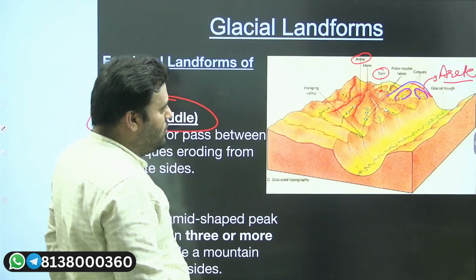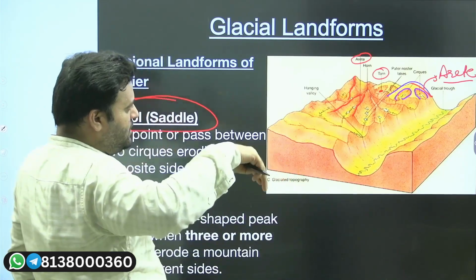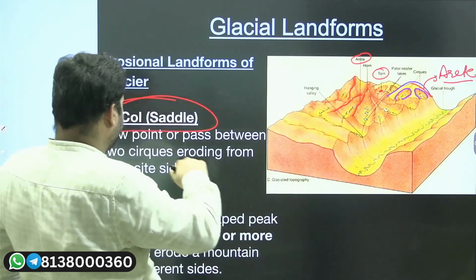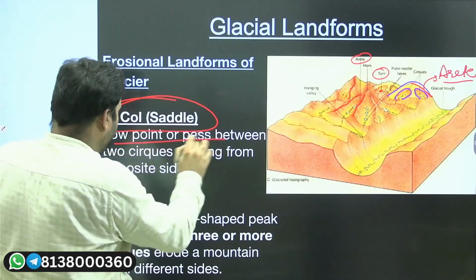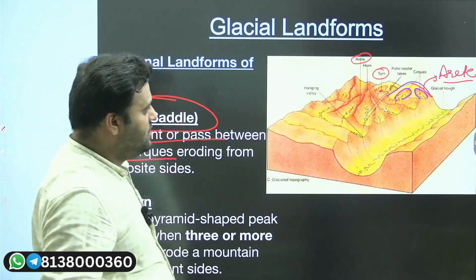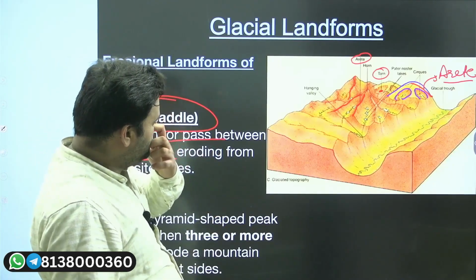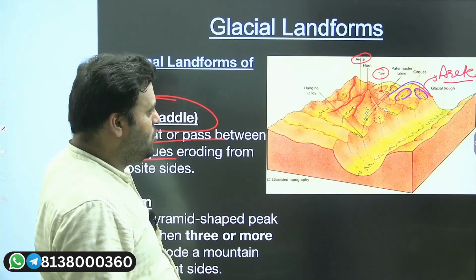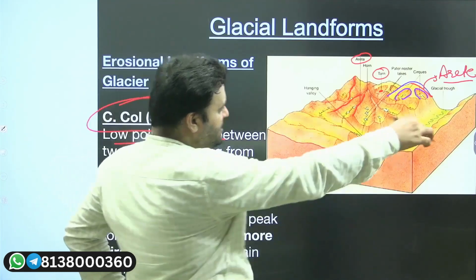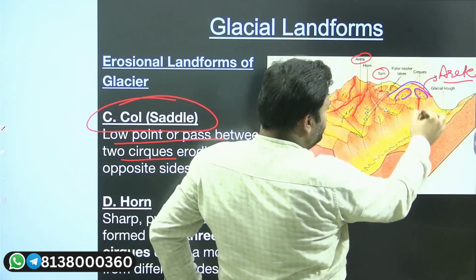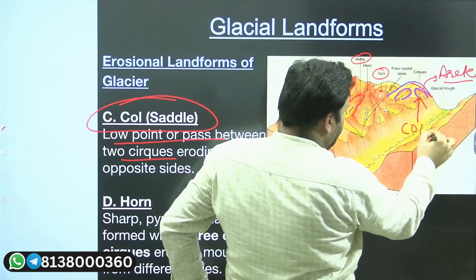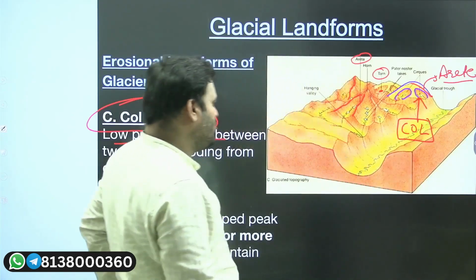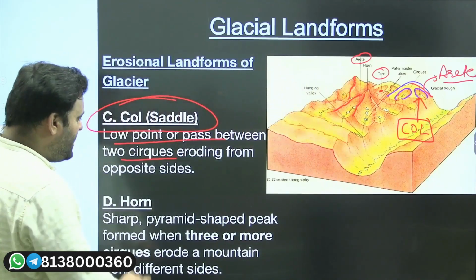So col, what is col? Col is basically the low point or pass between two cirques. Wherever you see two cirques, in between those two cirques you will see col. Suppose we have this point. This point will be termed as col, C-O-L. Then we have horn.